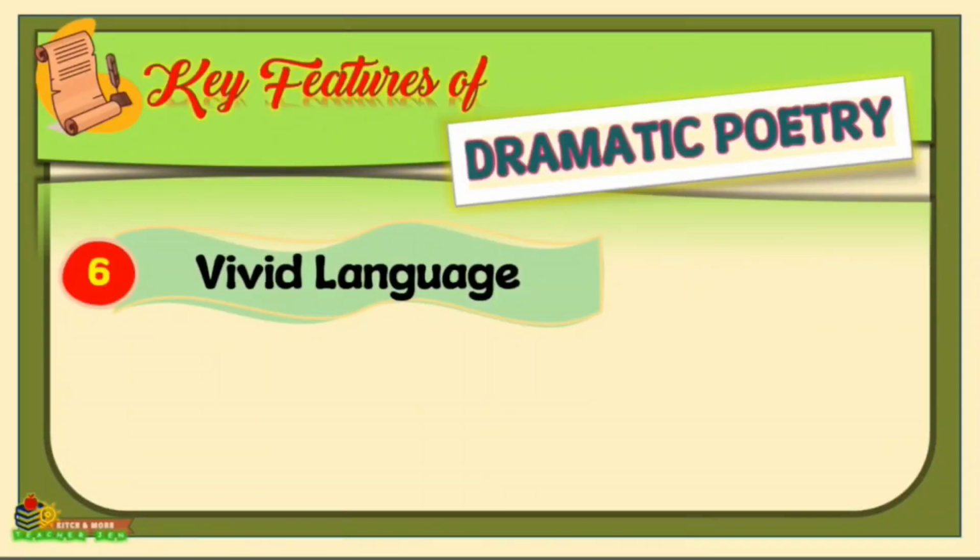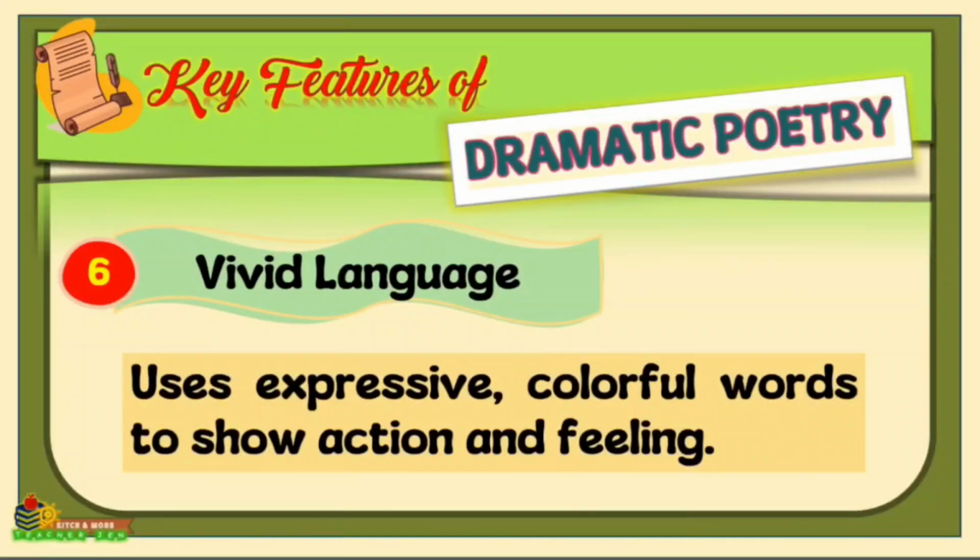Now let's talk about the sixth feature of dramatic poetry. It's vivid language. In dramatic poetry, words aren't just words. They're bright, bold, and bursting with life. Instead of just saying, "I'm scared," the character might cry out something like, "My bones are ice and shadows chase my soul." Did you feel that?